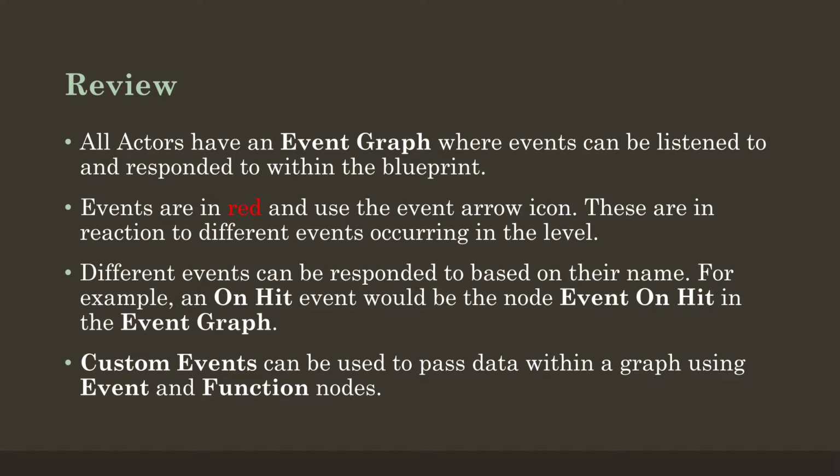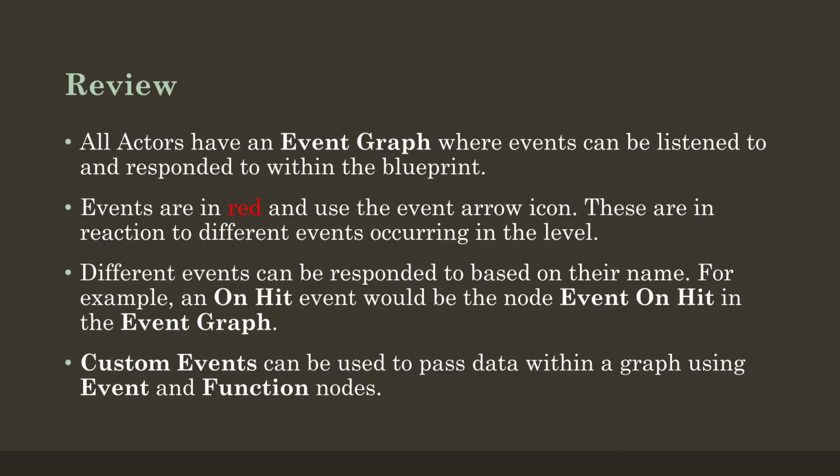And we know that within the event graph can be events we can listen to, overlap, on hit, things like that. We know events are in red. Blueprints is a visual scripting language. And we know we can react to these various different events. And we know in a previous video we've looked at custom events, and this is a way to pass data within a graph. So we use events and function nodes.